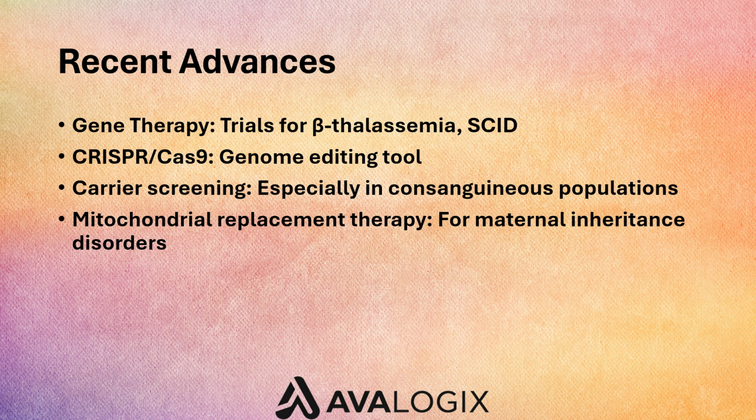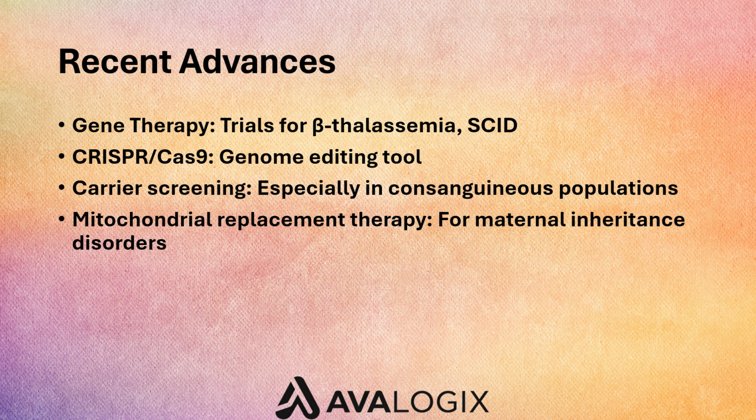1. Gene therapy. First up, gene therapy. This is where we actually insert healthy copies of a gene into a patient's cells to replace or fix faulty ones. It's like giving cells a fresh instruction manual. Currently, there are promising clinical trials for conditions like beta thalassemia, a serious blood disorder, and SCID, severe combined immunodeficiency, which is often called the bubble boy disease. These trials aim to correct the underlying genetic defect, not just manage symptoms.